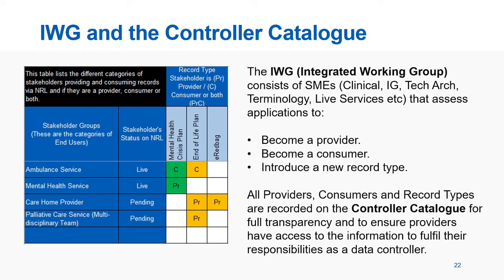If you'd like to join the NRL as a new provider or a new consumer, or even introduce a new record type, then shortly after getting in touch with us, we'll likely send you an application form for you to complete to submit your request to the Integrated Working Group, the IWG. The IWG is an NHS Digital group of SMEs from a range of disciplines including clinical, IG, technical, amongst others, that act as a gateway to the sharing club. They'll assess your application and ensure that the NRL is the right tool to meet your business need.